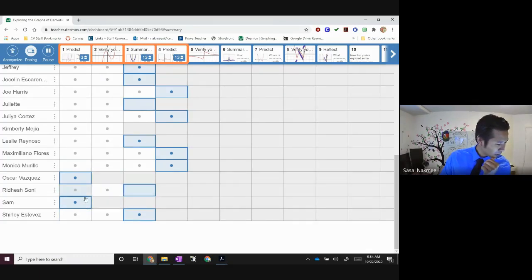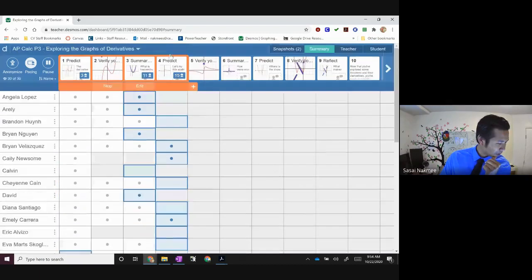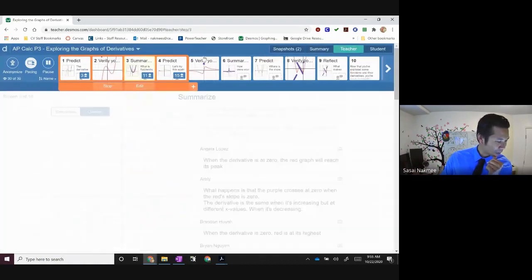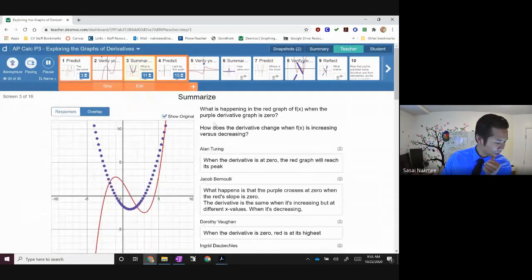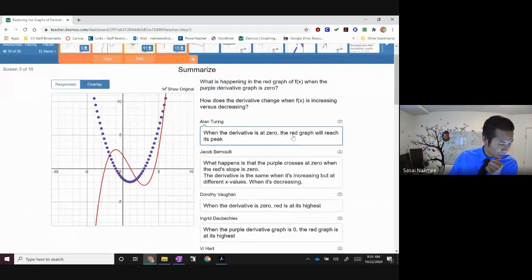You should be done with that one, hopefully. Type in your answer for that one and move on to the 3rd one, where everybody's answering right here. All right, so the derivative is 0 when the red graph reaches its peak. That's a good word right there. Its peak right here, but it also reaches a bottom peak, right? A lower peak. What would you call that? Maybe you're going to use the word peak.